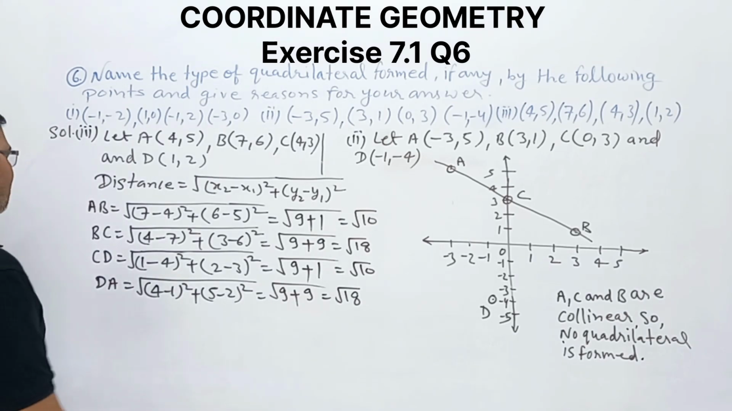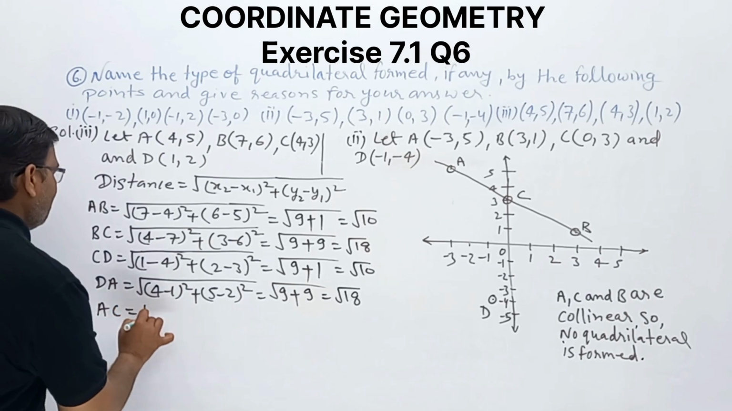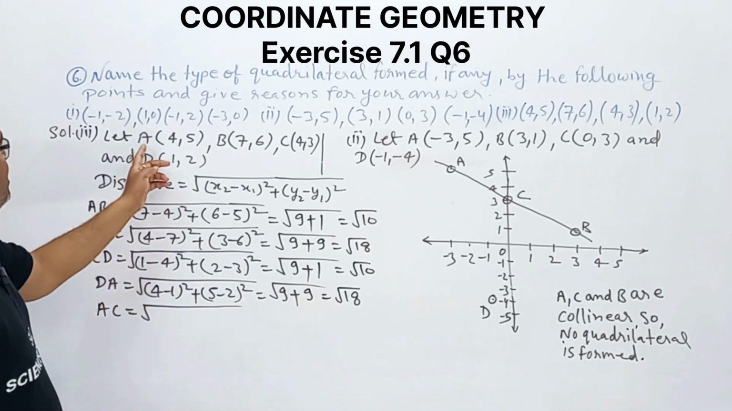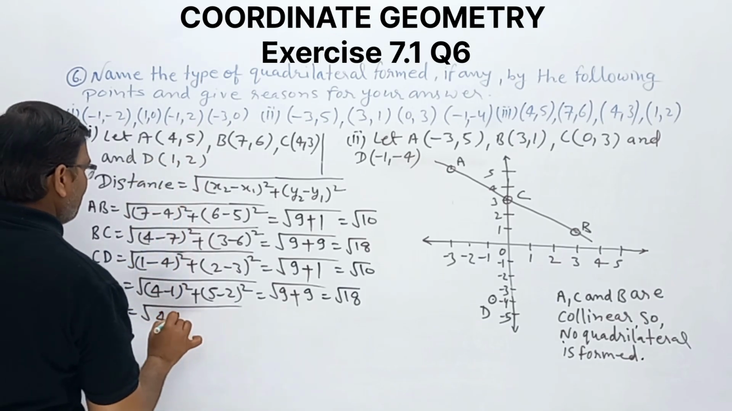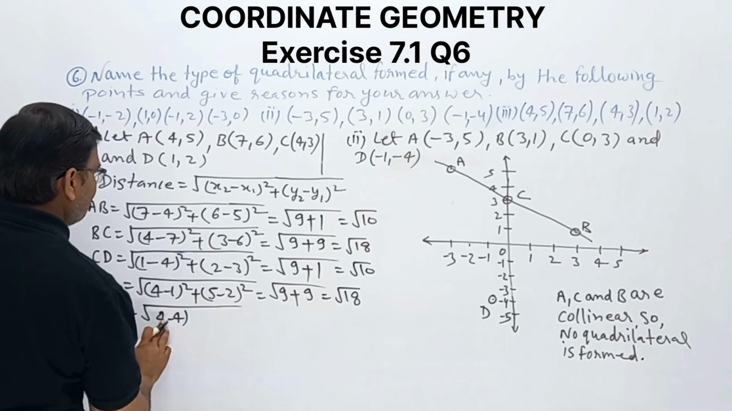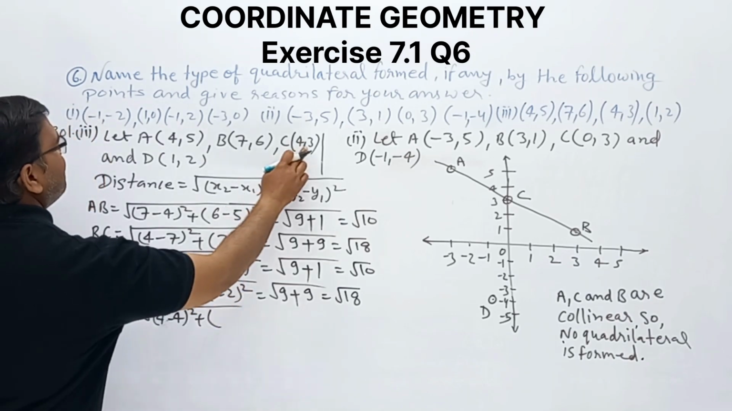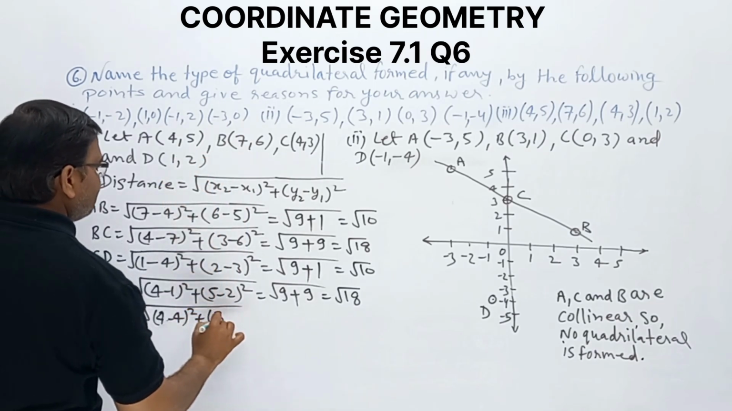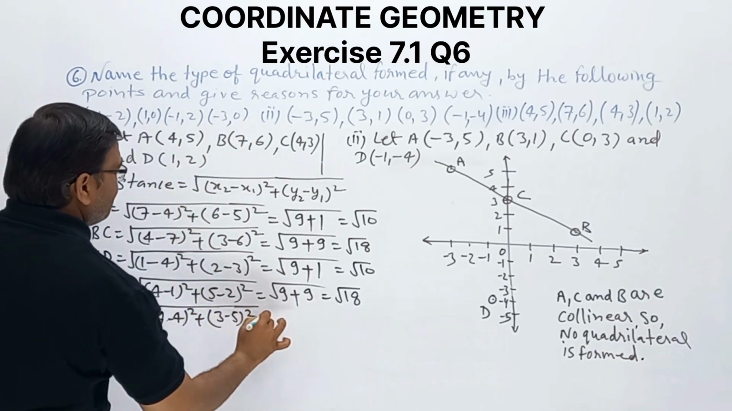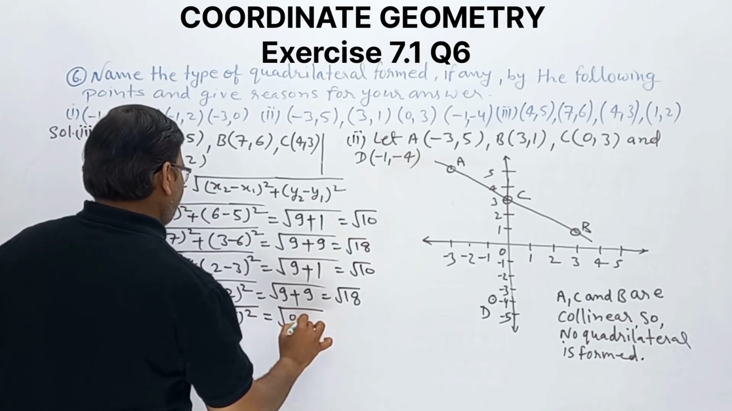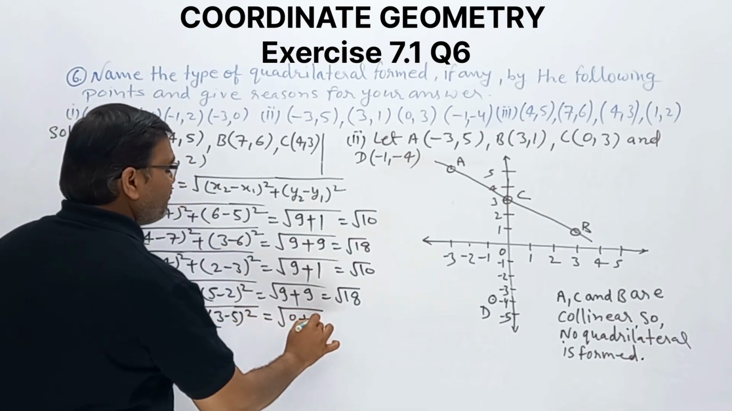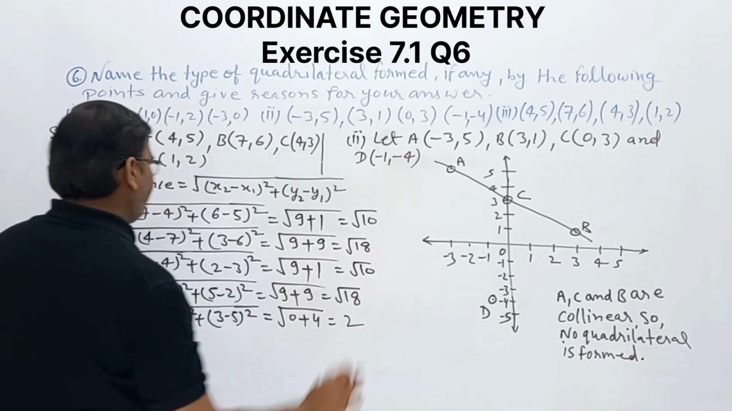Now what about the diagonals? AC. AC will be the square root of (4 minus 4) whole square plus (3 minus 5) whole square. What are we getting? Square root of 0 plus minus 2 square, which will be 4. We are getting 2.